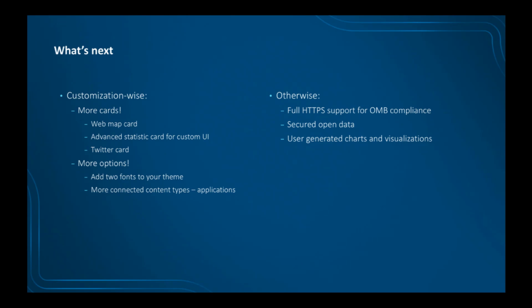Otherwise, we're going to be enabling full HTTPS support, as we were talking about for full OMB compliance. We're going to be adding secured open data. So right now, we don't have the ability to have private open data sites, and soon you will. First, we're going to be doing that just within ArcGIS Online, so not Portal. But you can log in, and then you can access the private items that you have in online on your open data site. And then by the end of the year, we want to have that with Portal.